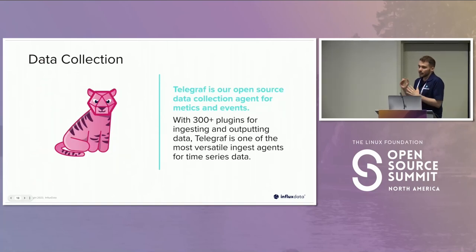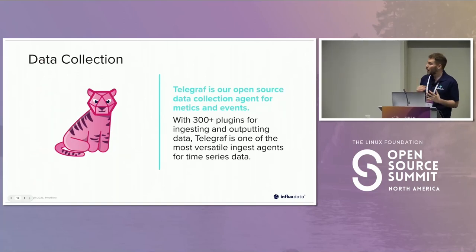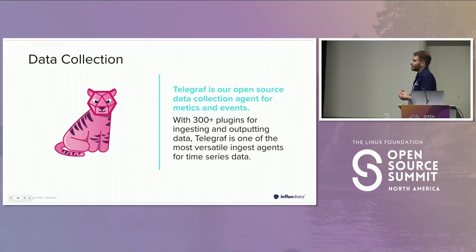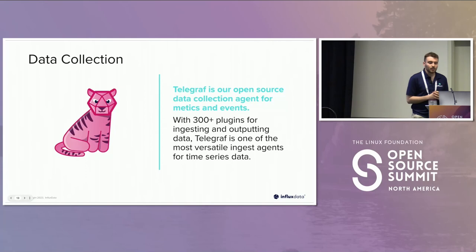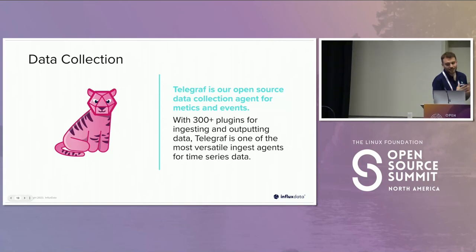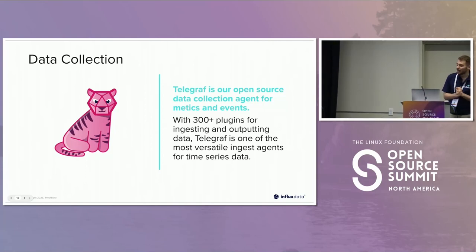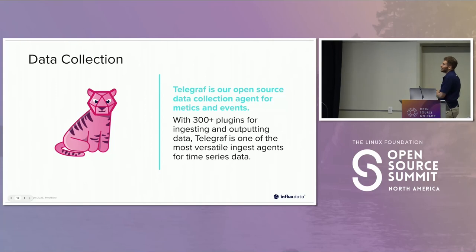So Telegraf, if you don't know, is quite a popular metrics collector. It's fully open source. It's been around for quite a while now. It has over 12.6K stars on GitHub, and it's all a single binary written in Go.